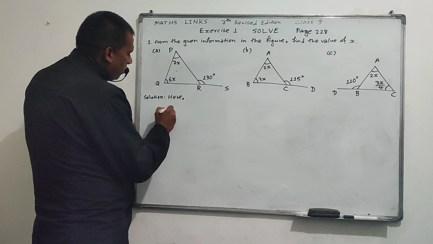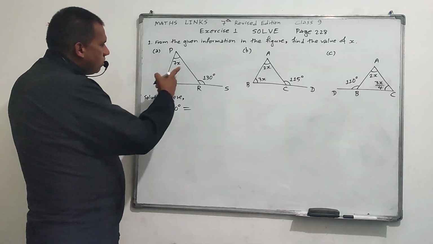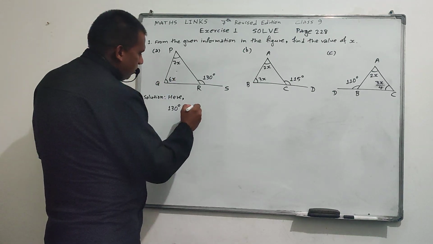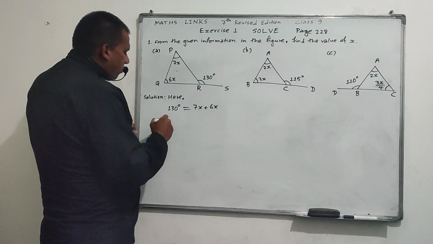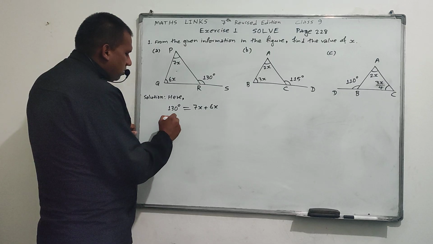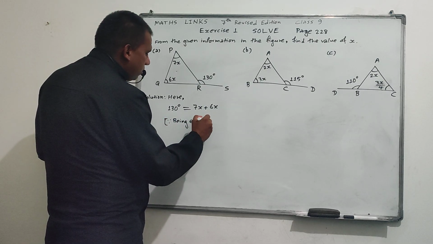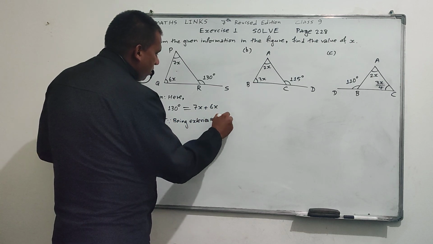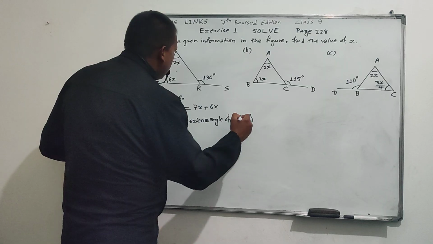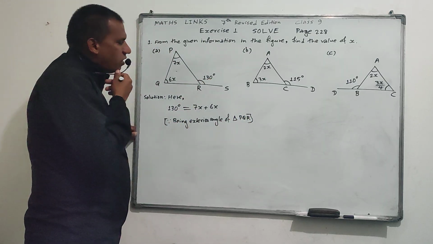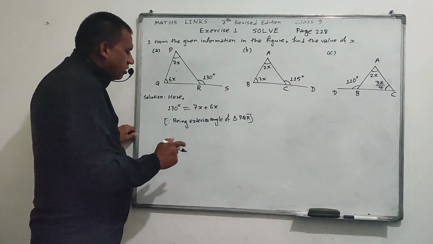Here, 130 degrees is the exterior angle, which is equal to the two opposite interior angles. These are 7x plus 6x. We can mention the reason: being exterior angle of triangle PQR. Here 130 is the exterior angle of triangle PQR. So 130 equals 7x plus 6x.